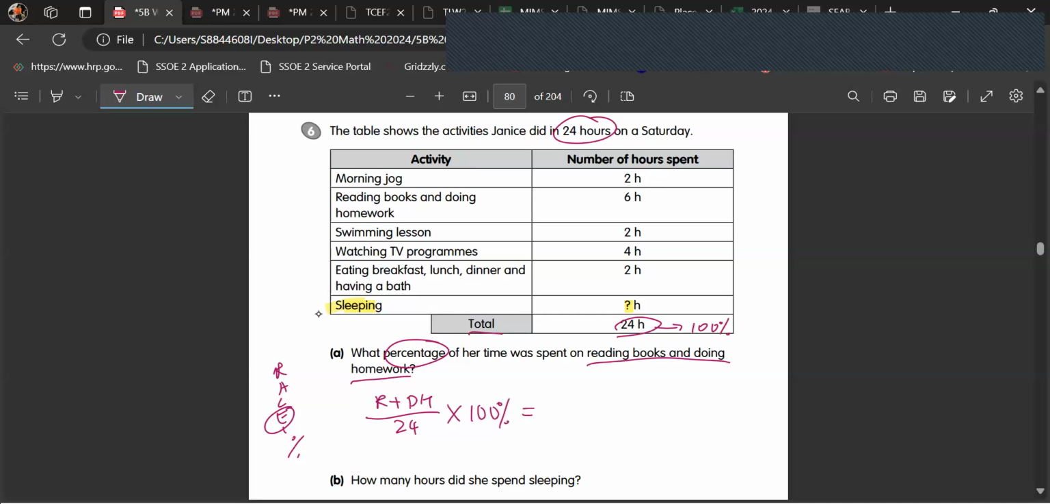Now reading book and doing homework is 6 hours. So 6 out of 24 times 100%. Oh, this is easy. Then change this into 1/4. So the answer is 25. I can simplify 6 out of 24 to 1/4. So 1/4 out of 100 will be 25. Okay? Yes, easy.